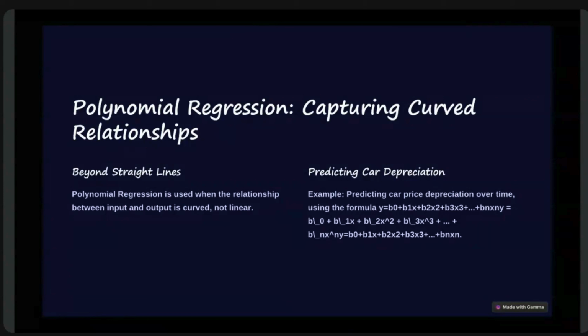Polynomial regression captures curve relationships. On the x and y axes, it gives the curve relationship between the variables, beyond a straight line. Polynomial regression is used when the relationship between the input and output is curved, not linear. It is not a straight line, it will give the curve. That's why we call it polynomial regression.